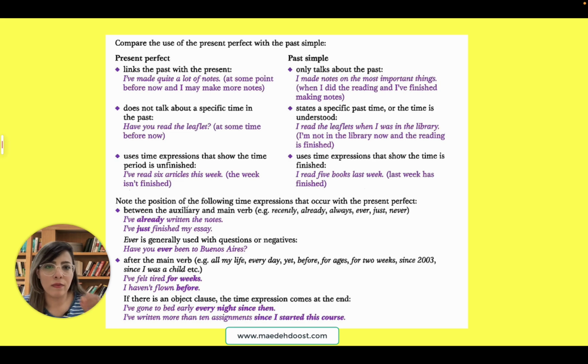Otherwise, we have to say the exact time. So otherwise, listener and speaker are aware of the exact time.